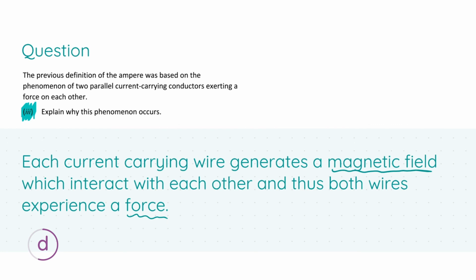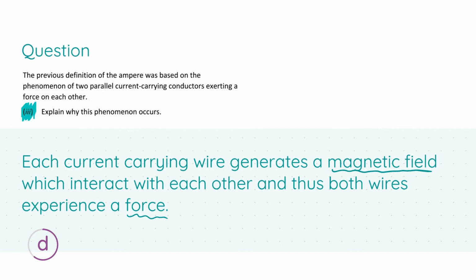Basically, what it means is when a current passes through these wires, each wire is going to build up and generate a magnetic field. As a result, these magnetic fields are going to interact with each other, and when they interact with each other, they exert a force upon each other. And that's just the most basic definition of the ampere in this case.